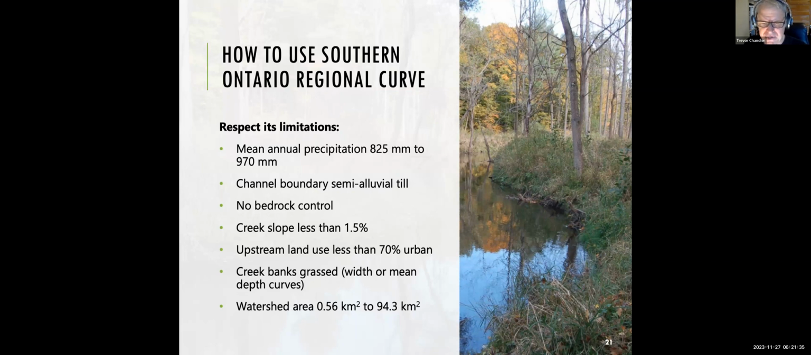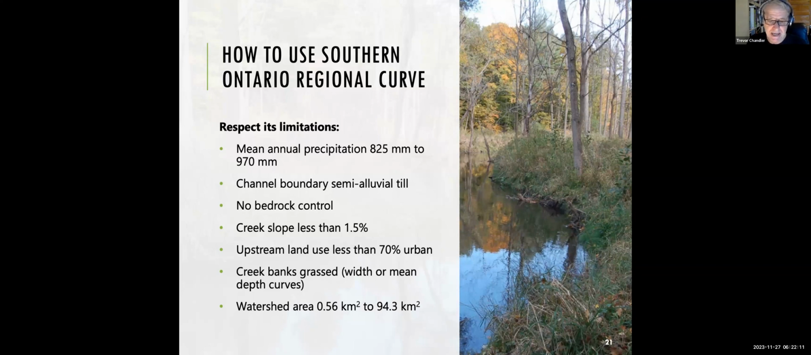All of the channels that we measured were semi-alluvial till, and that just means that there's alluvium over top of glacial till, which is really prevalent in southern Ontario. None of the channels had any bedrock control, and that was important, which I'll show you in a minute. Creek slopes were generally less than 1.5%. On land use, some of the creeks were up to 70% urbanized. So basically from near zero up to 70%, and the curves were generally the same. Creek banks were generally grassed.